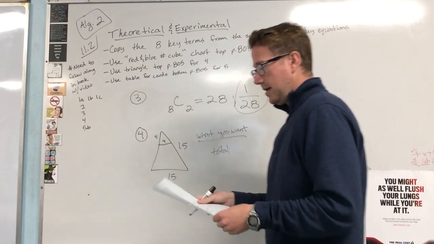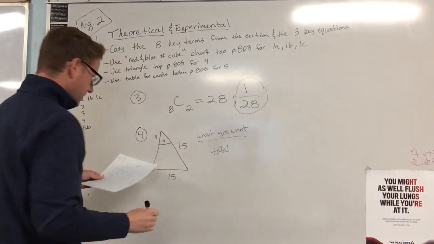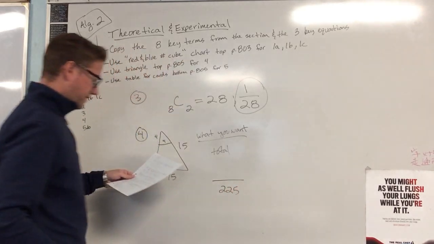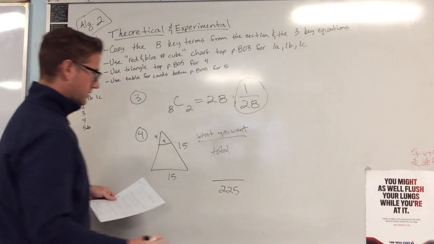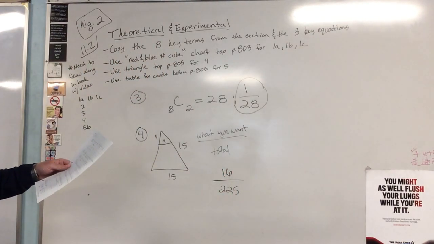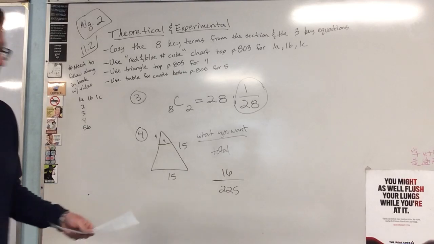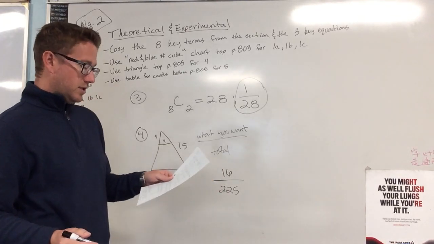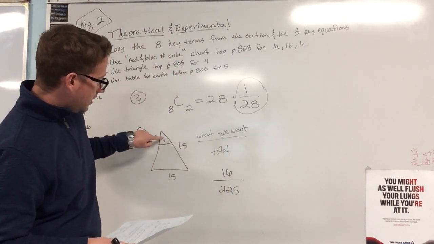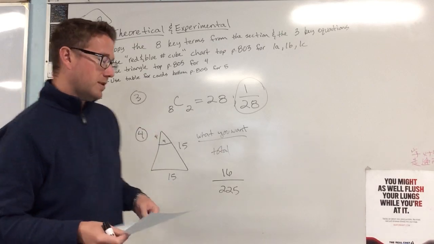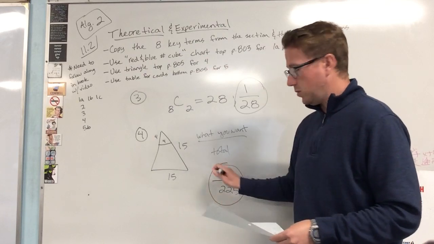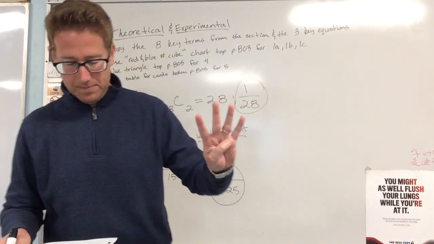So if you do the math behind that, the total triangle is 225, and the smaller triangle is 16. And so right there, that's it. You have a 16 out of 225 chance of getting one dot in the small that's also within the big. So 16 out of 225. That was for number 4.